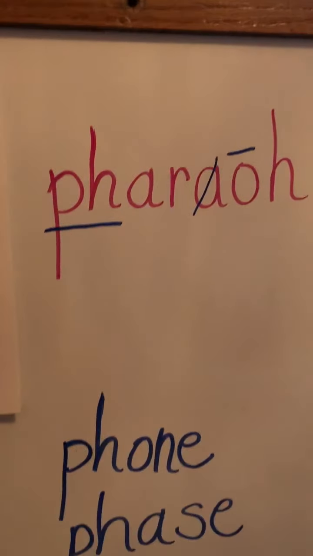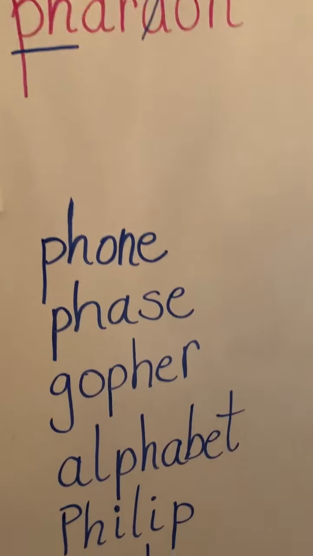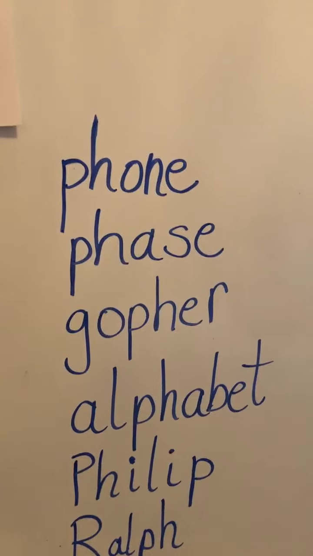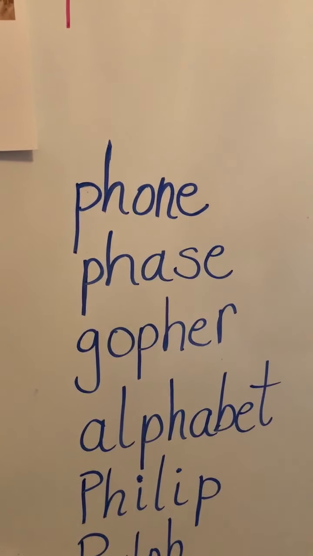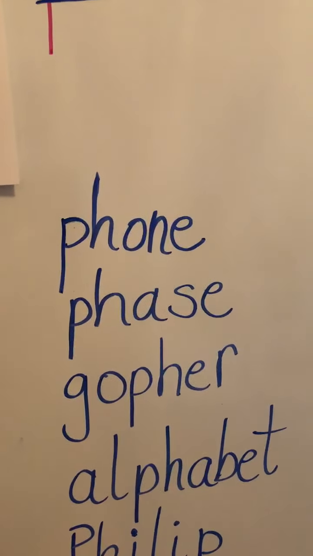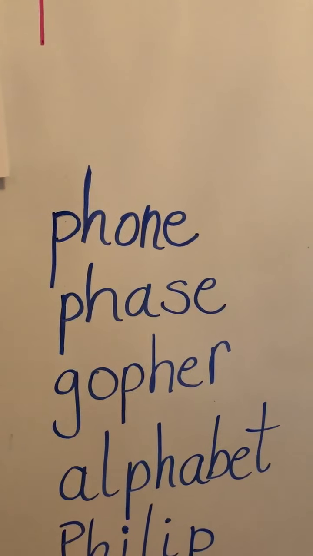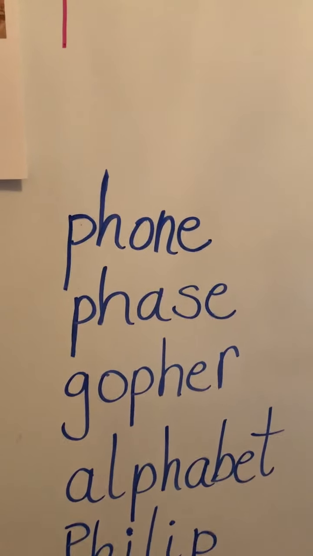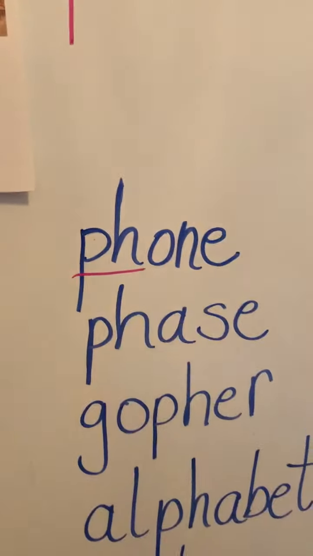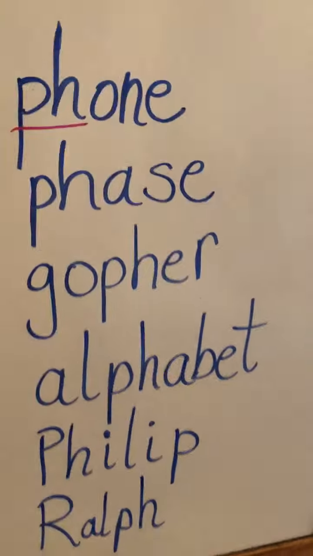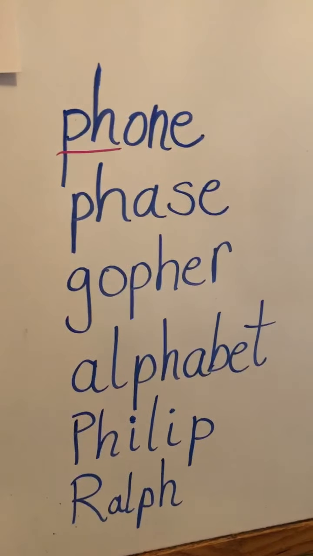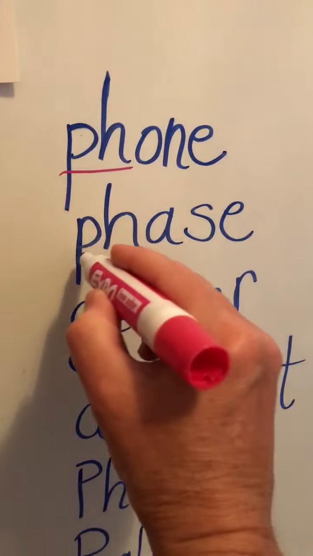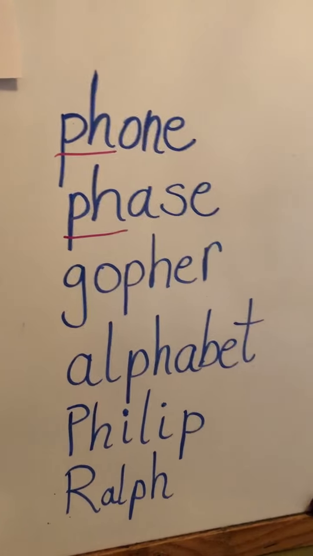There are other words in the English language that look like this. In fact, there are quite a few of them, and one of them is a very common word like phone. Okay? Telephone has that PH in it. What does it say? It isn't pahone, it is phone. Then you have a word like phase. Phase means a period of time, okay? Phase.